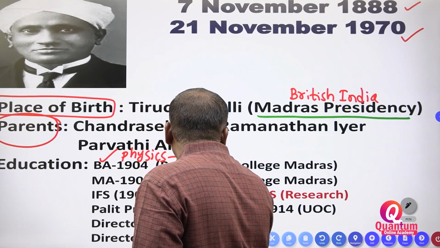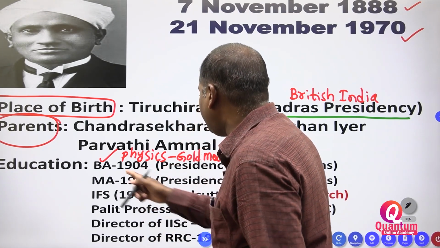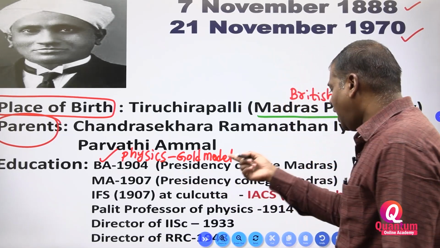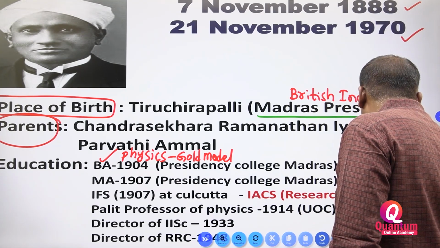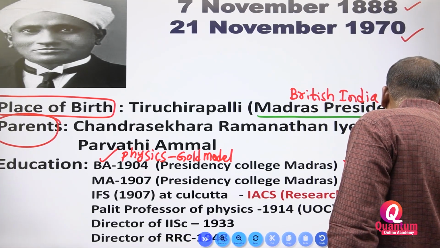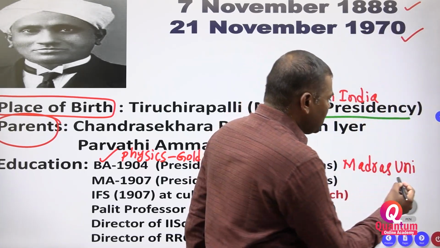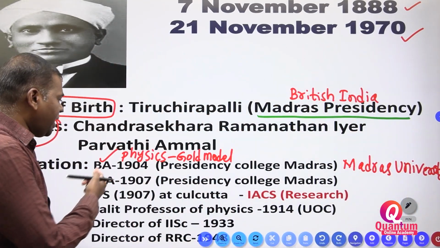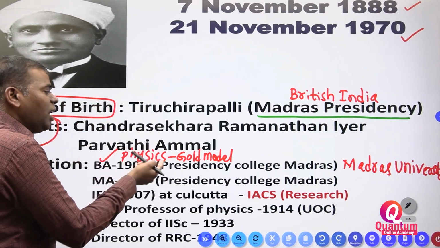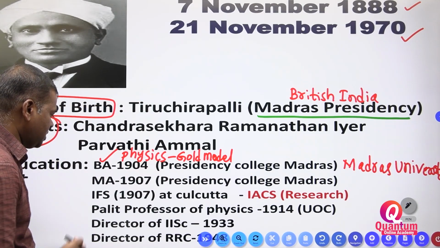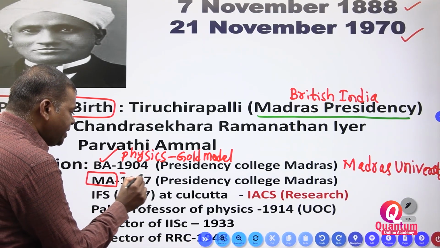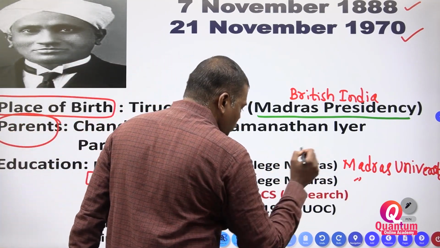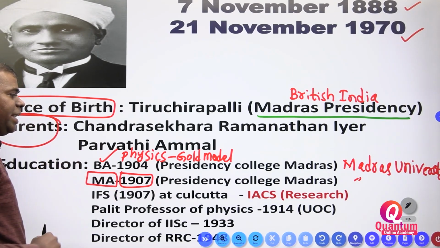When he passed in 1904, he got the gold medal. Which college? Presidency College of Madras, under Madras University. He qualified for the BA degree, and he got the physics gold medal in his BA degree under Madras University. In his MA, in 1907, at the same college, Presidency College of Madras under Madras University, he got his MA degree.